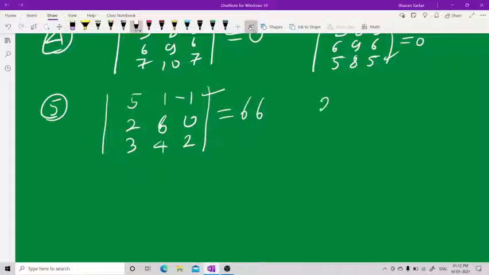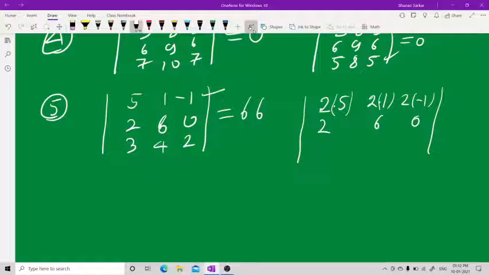So 2 into 5, 2 into 1, 2 into minus 1. Let us put the brackets here so that you don't consider them as decimals. Now it is 260, 342. Now this is going to become 2 times 66, that is 132. This is what the fifth point is saying.